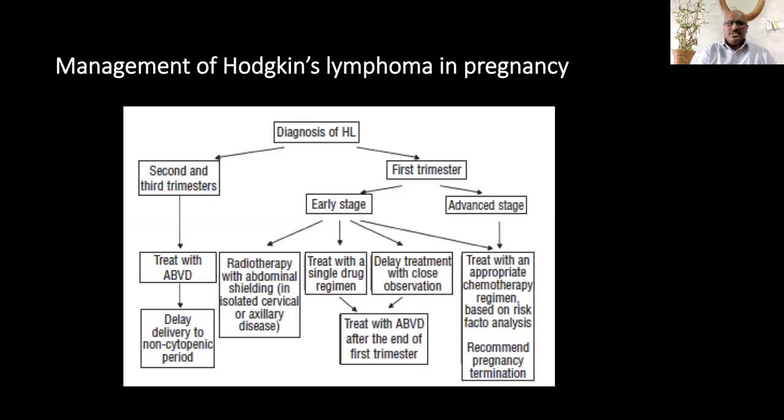For management of Hodgkin's lymphoma, you need to know whether they are in the first trimester or second trimester. First trimester, early stage, wait till the second trimester. It is okay to delay treatment. But if they have an advanced stage early in the pregnancy, you need to talk about the benefits of continuation of the pregnancy. However, if they have Hodgkin's lymphoma and are in the second or third trimester, management is to treat with the ABVD chemotherapy regime. The prognosis is usually good.